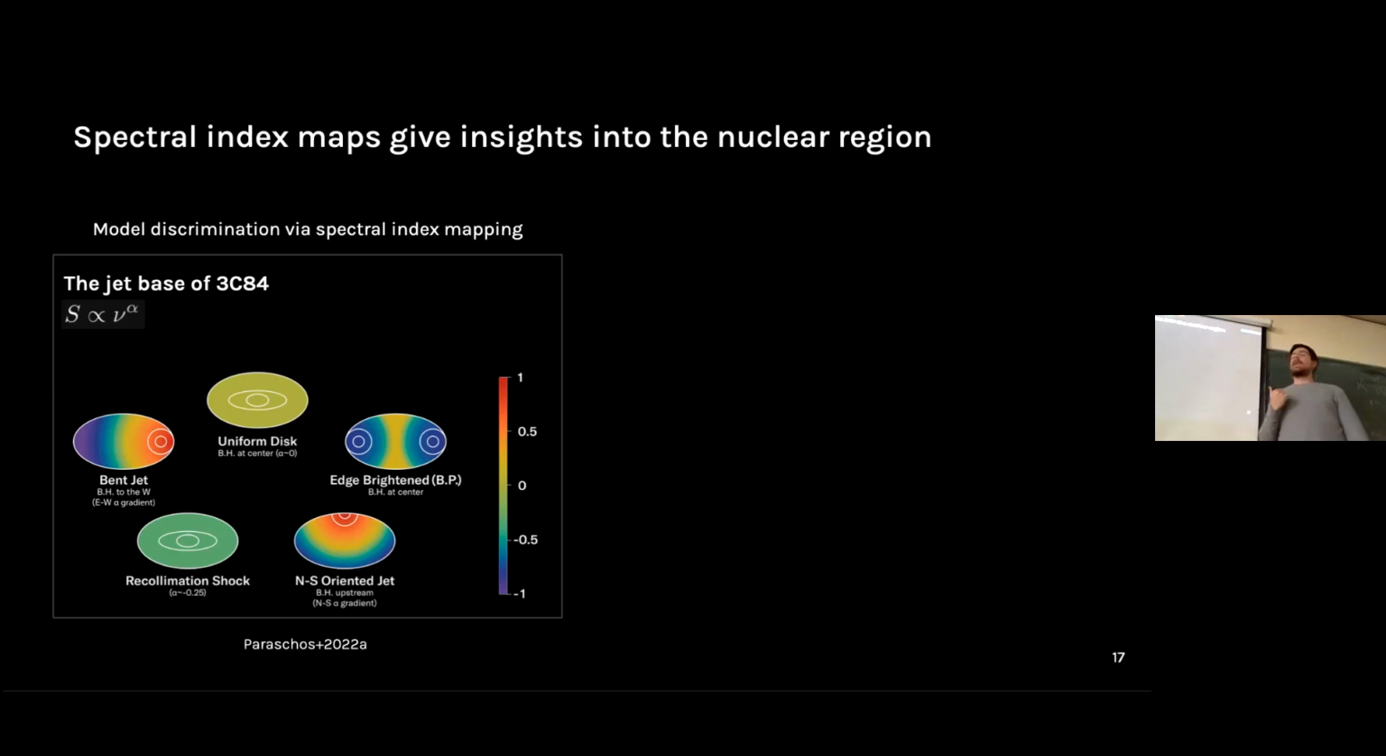we expect that we have a gradient starting from the center and going towards the outside. On the other hand, if it's a north-south oriented jet, we expect a spectral index gradient in this north-south direction. If we have a recollimation shock, so the black hole would be, for example, on the north side, we expect, again, the absence of the spectral index gradient, and the spectral index would be a little bit negative. And finally, if we have a bent jet, so the black hole is, for example, on the west side, and we saw it, then we expect the spectral index gradient in this east-west direction.